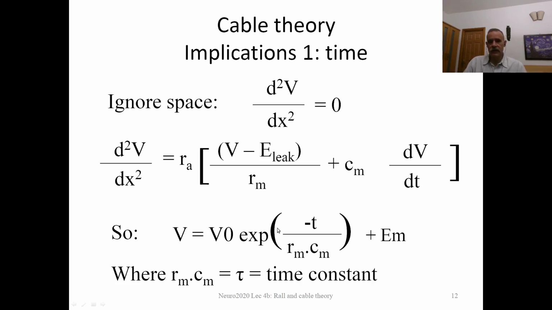And lo and behold, what we have here is our old friend Rm and Cm multiplied by each other, which is a time course. And so what you end up with is the membrane potential at any given time is the original membrane potential times this exponential factor of minus time over time constant. And then that Em over there is just to make sure that you have the right overall potential. So Rm times Cm is equal to tau, which is the time constant. Yeah. So here you have a simple exponential decay if you ignore the space.